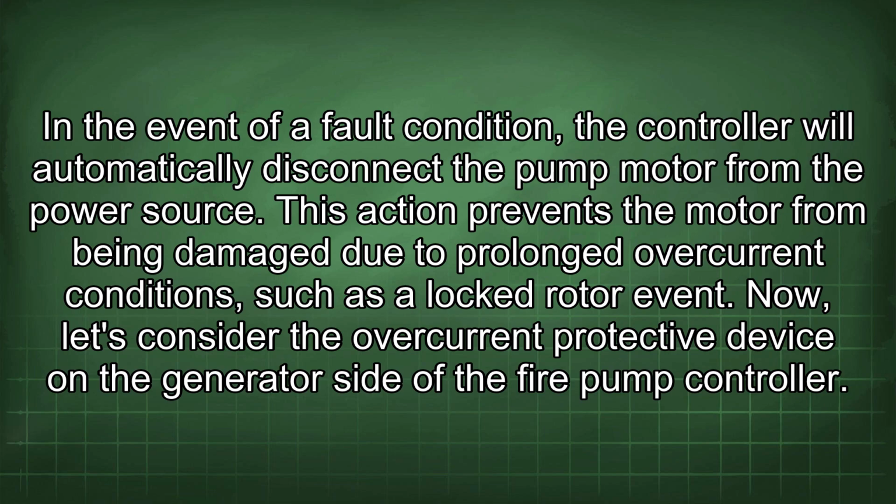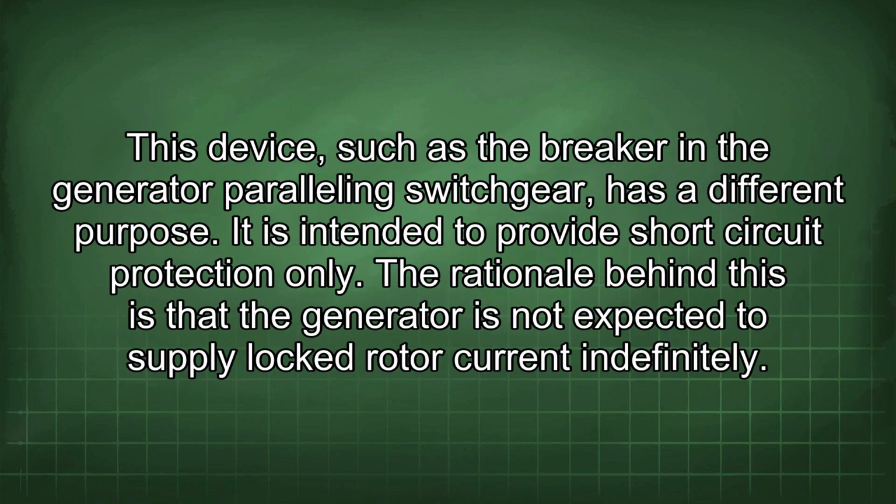Now let's consider the overcurrent protective device on the generator side of the fire pump controller. This device, such as the breaker in the generator paralleling switchgear, has a different purpose. It is intended to provide short-circuit protection only. The rationale behind this is that the generator is not expected to supply locked rotor current indefinitely.